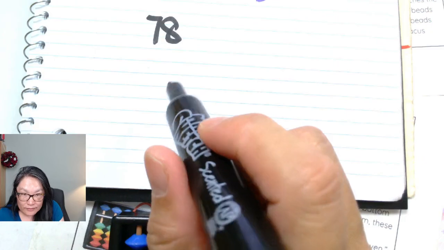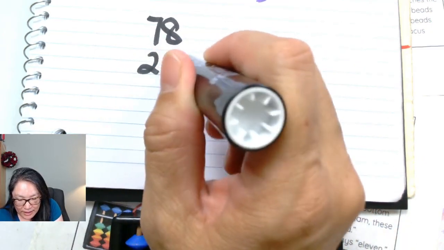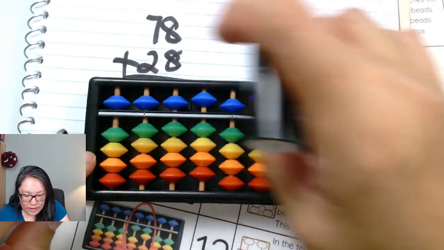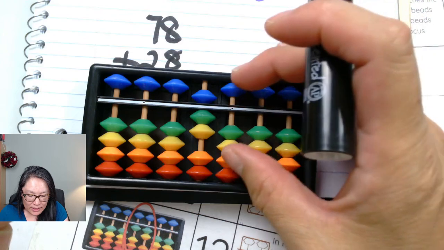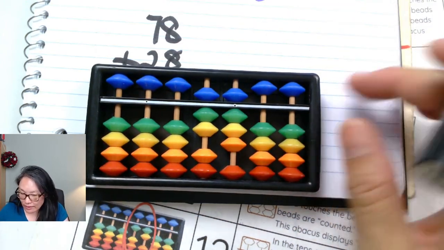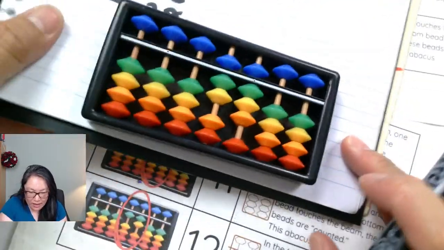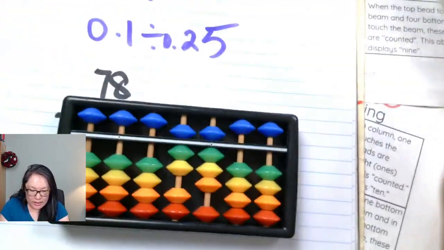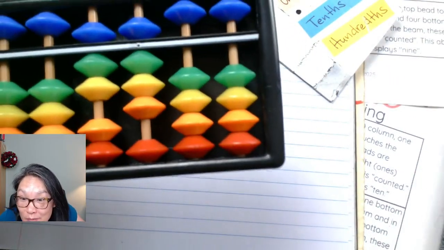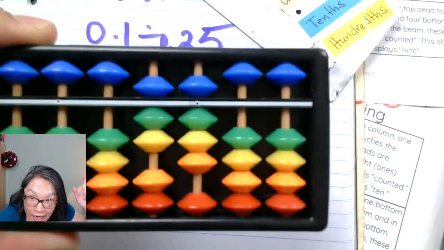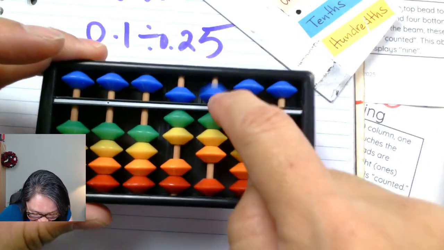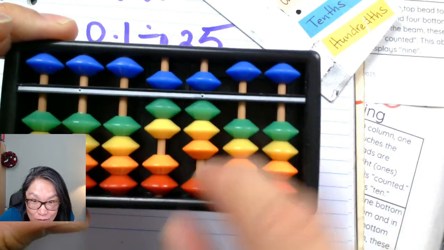78, right? Plus 28. Well, the first thing we're going to do is we're going to understand what 78 is, right? 78. Make sense? How do I know this is 78? I'm here because I have a ones indicator, just like a Pokemon. Pokemon, I choose you. I choose this one.